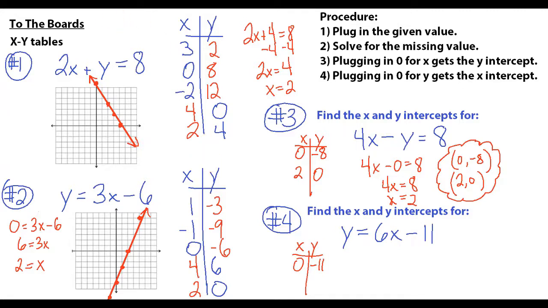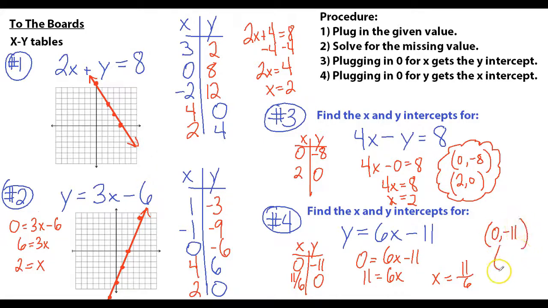To get the x-intercept, I'm going to plug 0 in for y. 0 equals 6x minus 11. I got to get x by itself, so I'm going to add the 11 over and then divide by 6. So I get 11 over 6, and so that is my x-intercept. And again, you can write those as points. It would be 0, negative 11 for the y-intercept, and 11/6, 0 for the x-intercept.